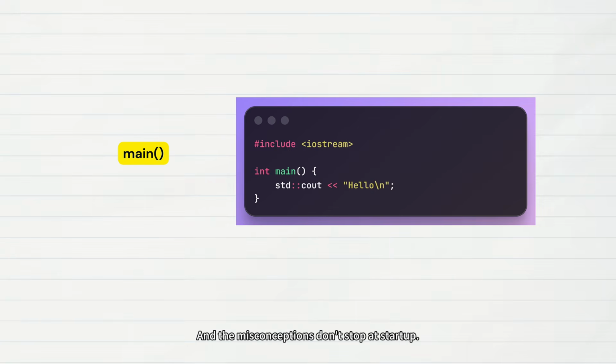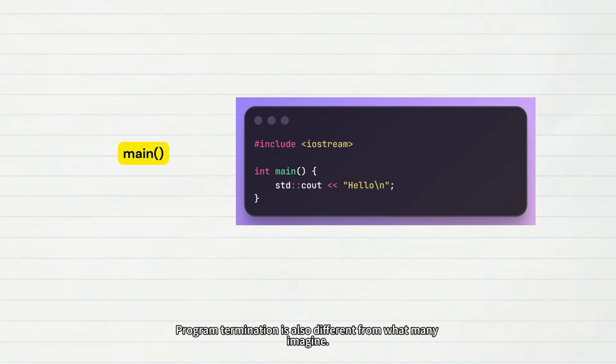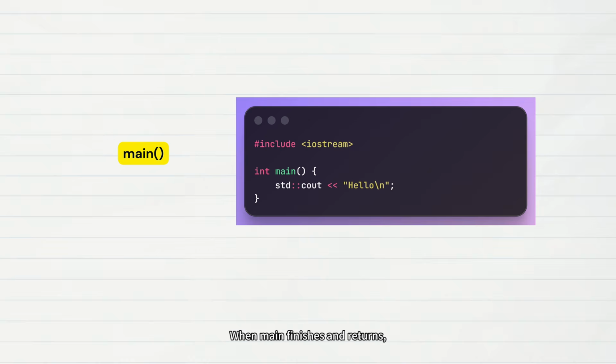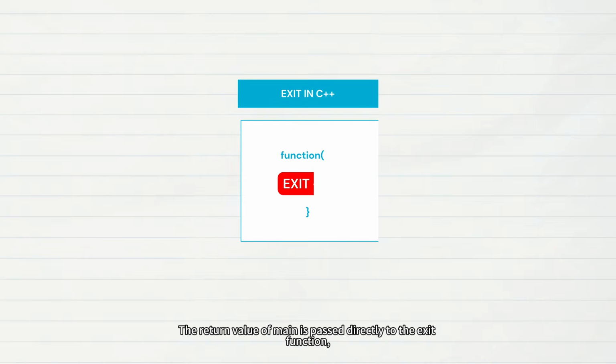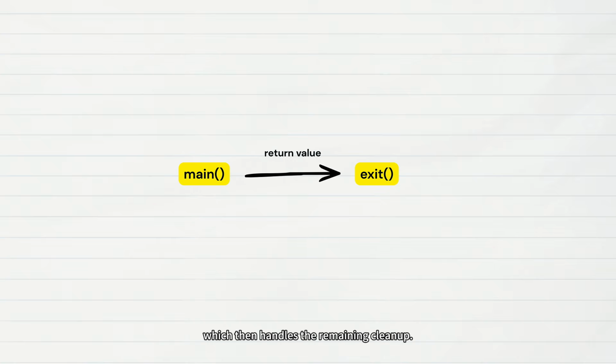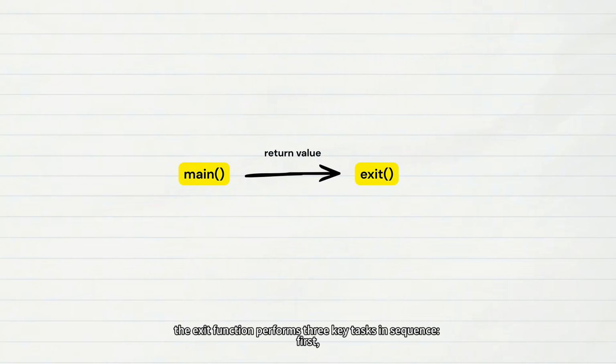And the misconceptions don't stop at startup. Program termination is also different from what many imagine. When main finishes and returns, the program doesn't end immediately. The return value of main is passed directly to the exit function, which then handles the remaining cleanup. The exit function performs 3 key tasks in sequence.